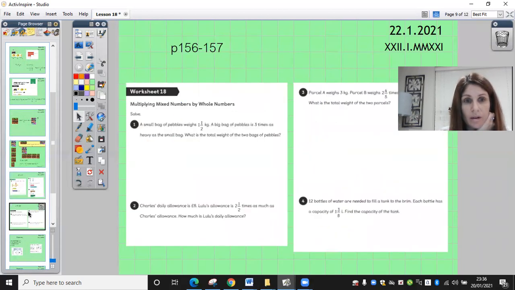And then in your workbook, you've got some worded problems. I really, really want to see some bar models here. Demonstrate what you know using your bar models and label them. That's so super, super important. So that's pages 156 to 157.